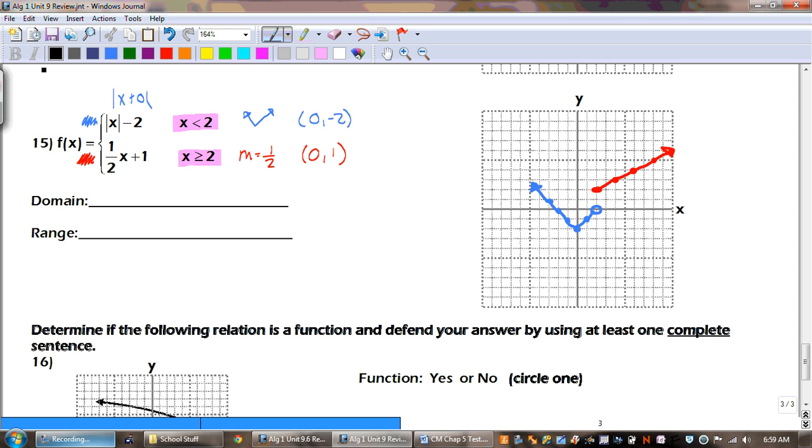So the domain, there are no horizontal breaks. So x is all real numbers. What about our range? Is there a limit to how low it goes? Yeah, right there. There's nothing below that point. And so that's telling me that there's a limit. And y has to be greater than or equal to, it's greater than because everything's going up, greater than or equal to -2.